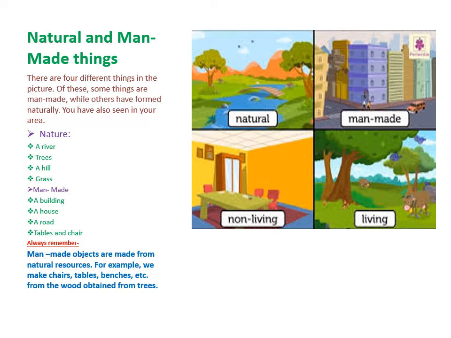Always remember, man-made objects are made from natural resources. Natural resources means resources that we get from nature. So when we use the natural resources, we need to be very careful as we should not waste these natural resources. For example, we make chairs, tables, benches, etc. from wood obtained from trees.